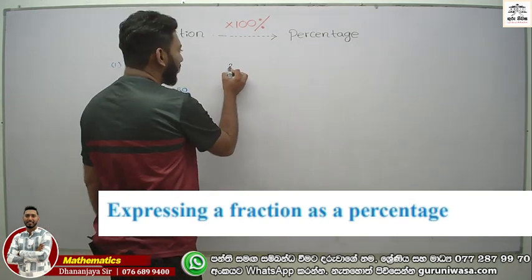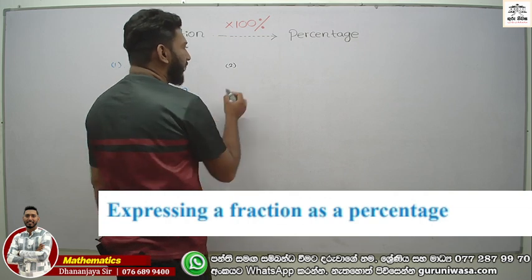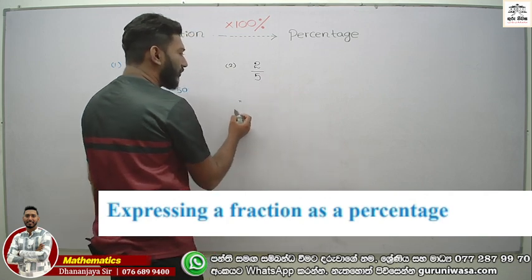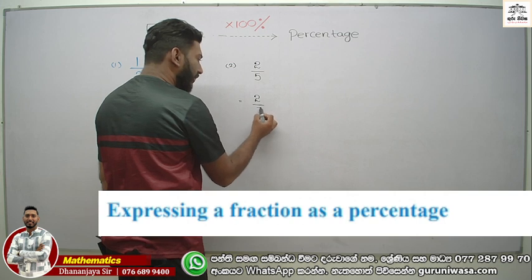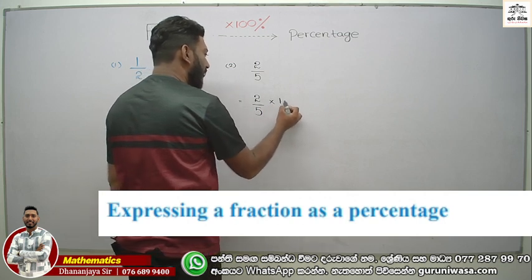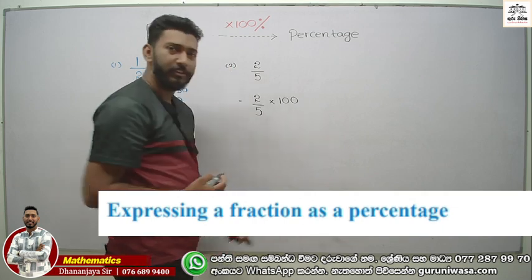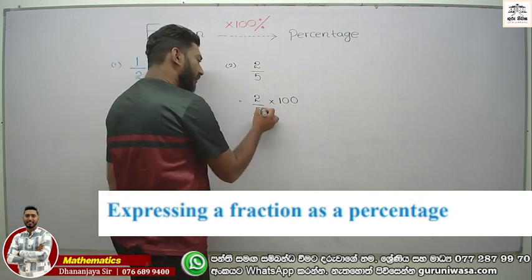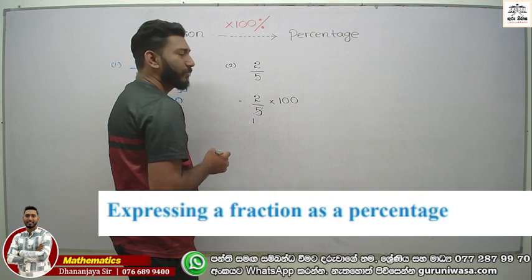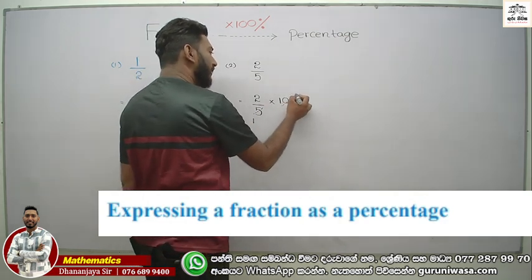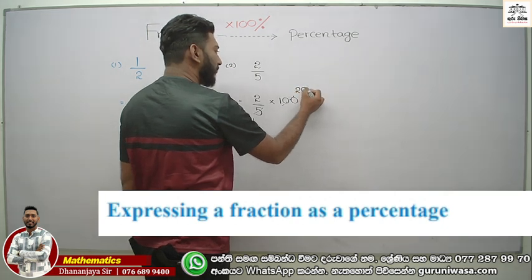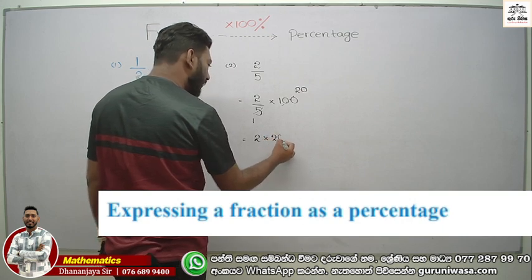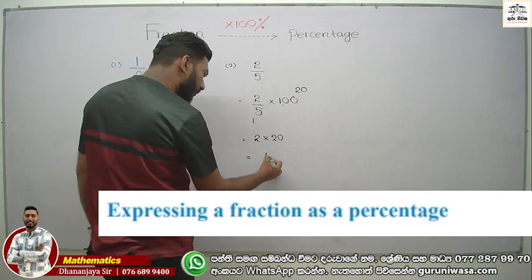Now listen, second example. I'm going to take 2 over 5. 2 over 5. Now what is the method? We need to multiply by the 100. Now look at this, 5 and 100, we can simplify. How? 5 times 1 is 5, and 100 also we can write as 5 times 20. Now the answer becomes 2 multiplied by the 20. Then the answer becomes 40%.